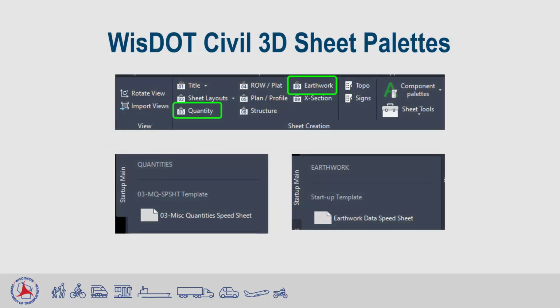To easily access these templates while in Civil 3D, the WisDOT Civil 3D package provides a palette for each discipline of plan sheets, including a palette for 03 miscellaneous quantities and 09 earthwork quantities. We can see them here. At this time, these palettes only provide a quick link to create a new quantities drawing from the templates that we talked about earlier. The button 03 miscellaneous quantity speed sheet creates a new drawing file using the 03 MQ speed sheet template. Similarly, the palette button earthwork data speed sheet creates a new drawing file using the 09 EW speed sheet template.